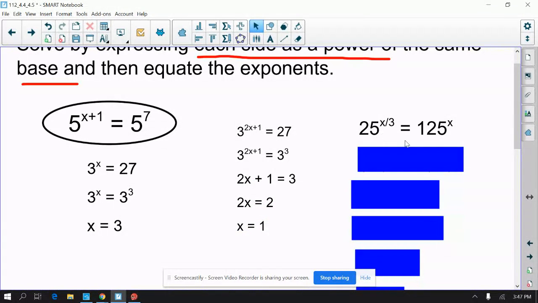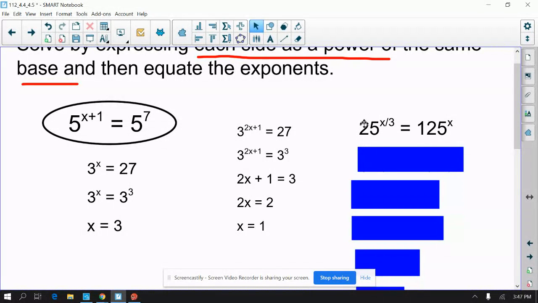What about this one? 125 is not a power of 25. If you square 25, you're going to get 625. We have to recognize that 25 and 125 are both powers of 5. 125 is 5 cubed, 25 is 5 squared. But so what? What do you do with that?